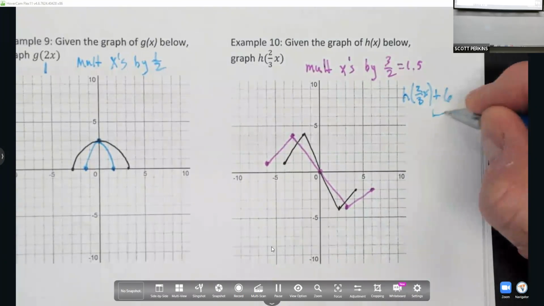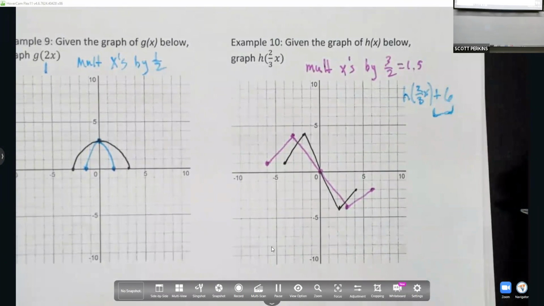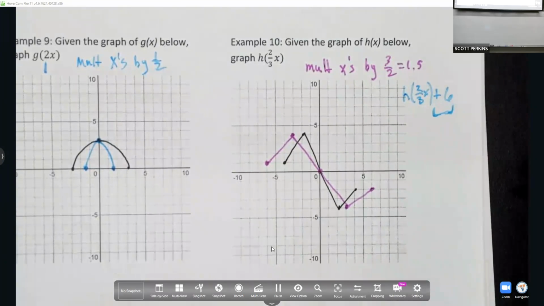What does the plus 6, given its position, do to this graph? It's going to go up 6 units. Yes, since it is outside the parentheses, it's taking all the y values up 6.